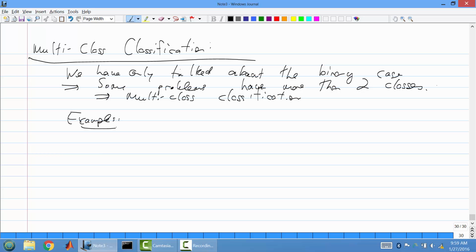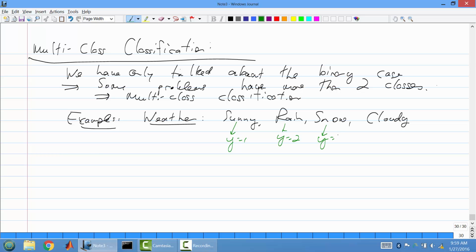For example, let's say you wanted to predict the weather. If you wanted to predict whether it's raining or snowing, or if it's sunny, or if it's cold, right? So the weather belongs to a set of multiple classes or multiple groups. So sunny, rain, snow, cloudy. And then each of these takes on a label. So let's say this is y equal to 1, y equal to 2, and then 3, and then 4, for example. It's not just 0, 1 anymore. You can make them up to as many as you want, okay?